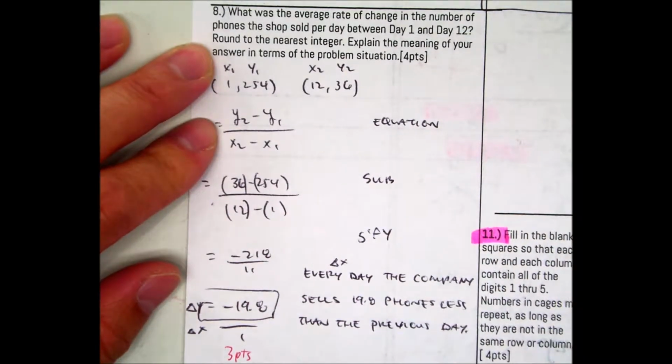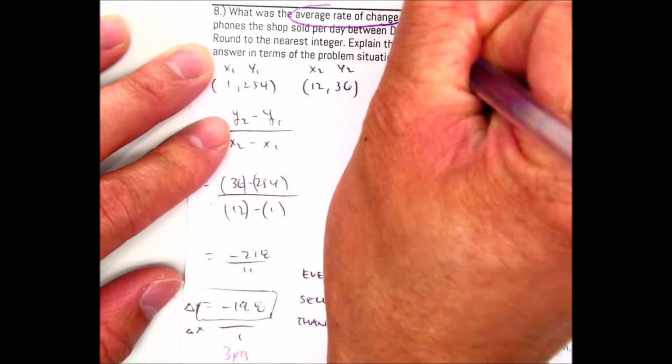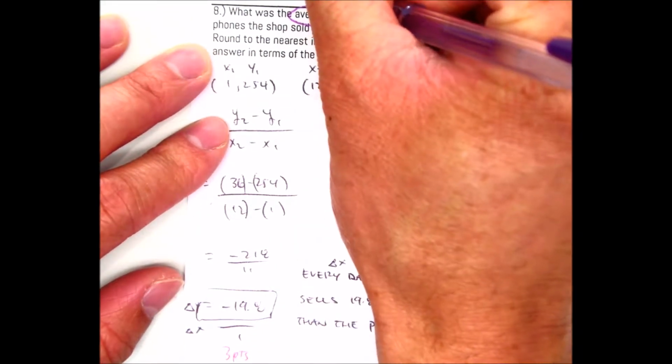Question number 8. What was the average rate of change? Okay, so you should just pause. Average rate of change is just an Algebra 1 idea. This is called slope.